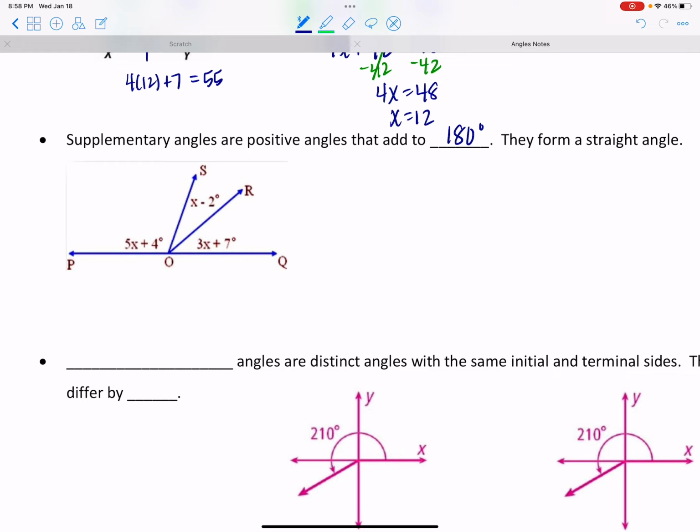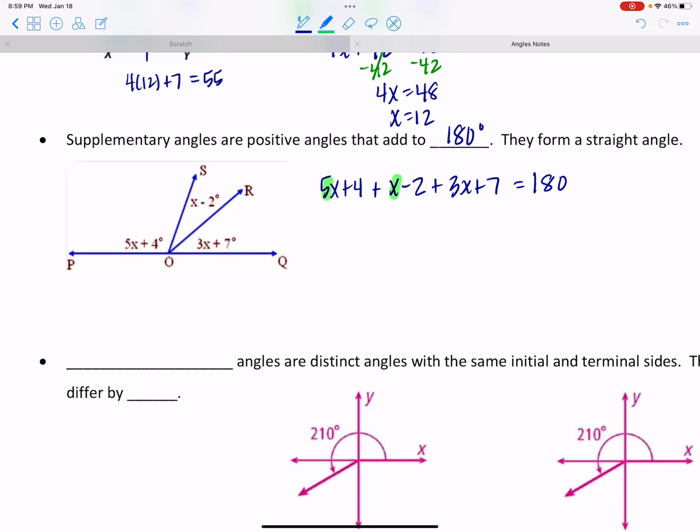Then again, I could ask you to solve for x in a situation like this, knowing that these three have to make a total of 180. So I take the 5x plus 4, add on the x minus 2, add on the 3x plus 7. Again, these three all together make a straight line. They make 180. Let's combine like terms.